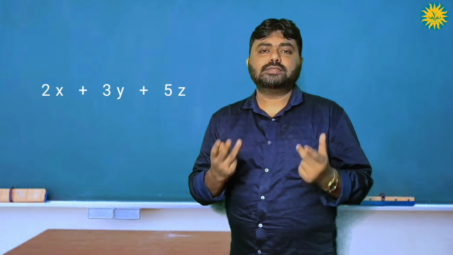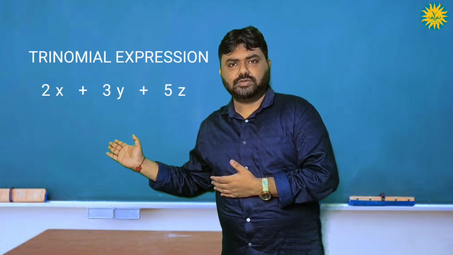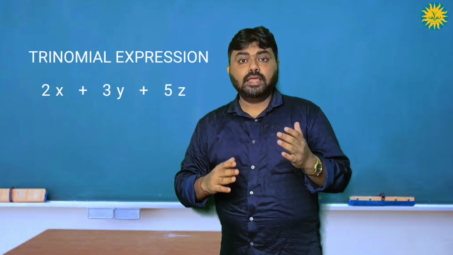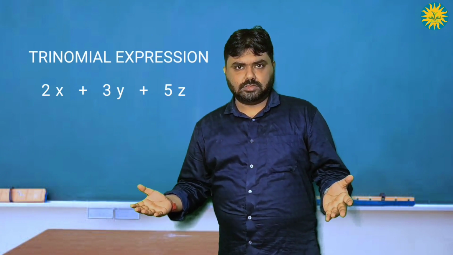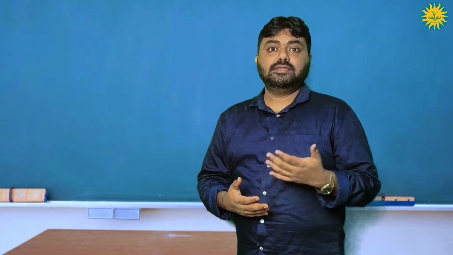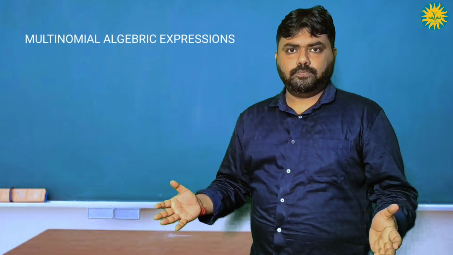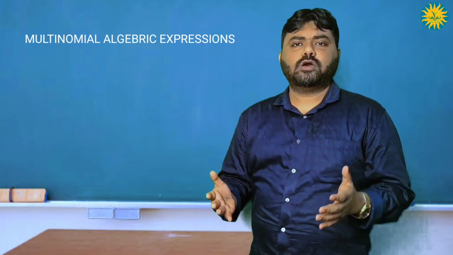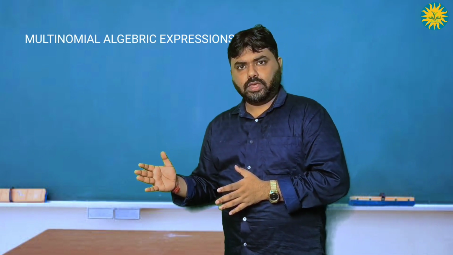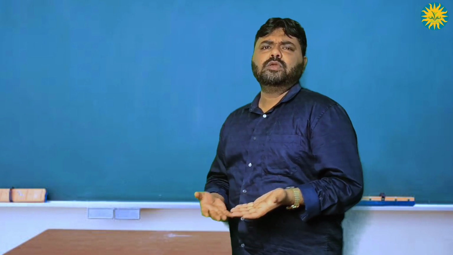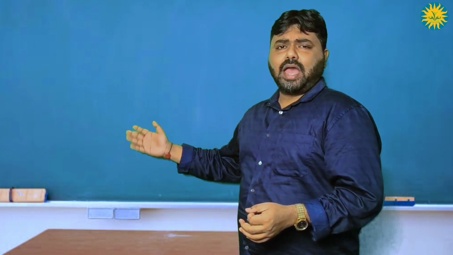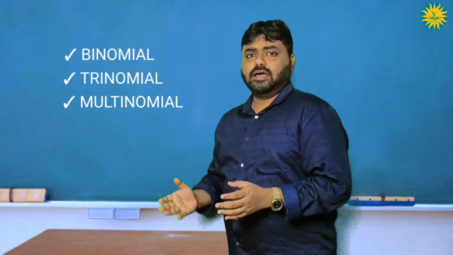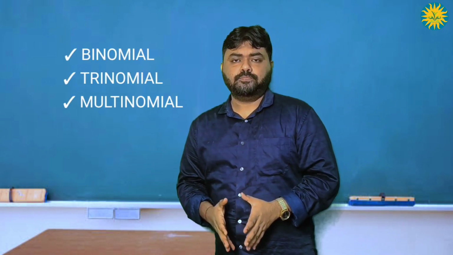Since there are three terms, we can say it is a trinomial algebraic expression. If there are more than three terms, we can say it is multinomial. Multinomial means the number of terms is more than three. We can even say that four terms may be quadranomial, and above that we can say it is multinomial. Fine. So these are the terms, the concept of terms.